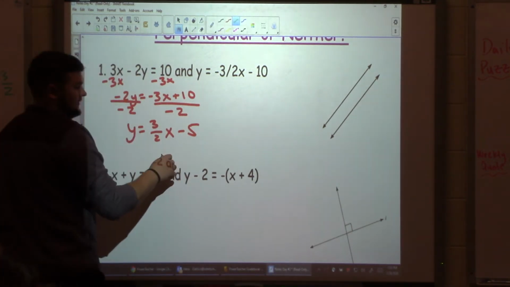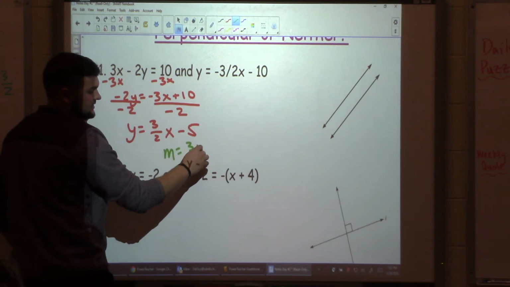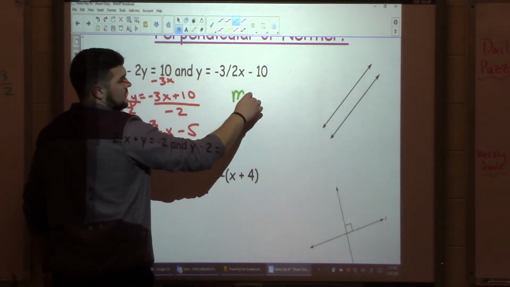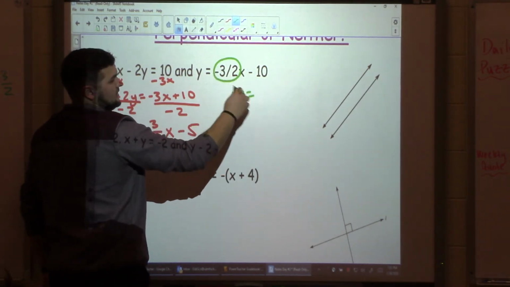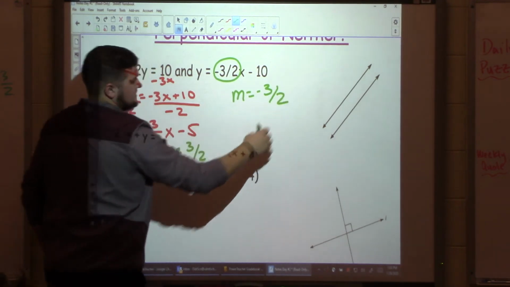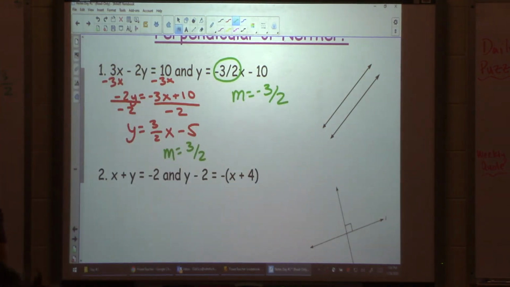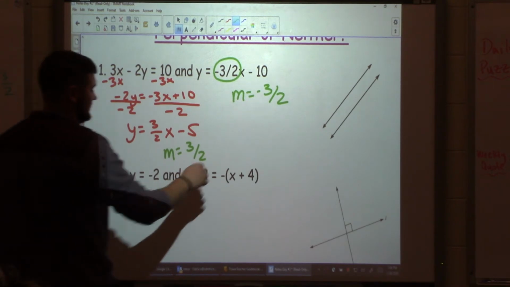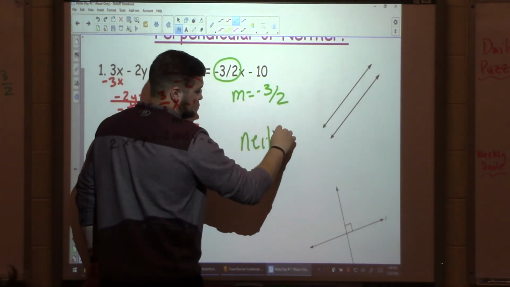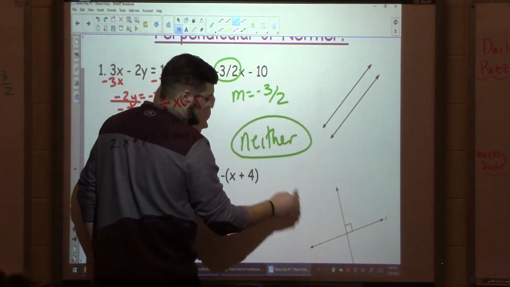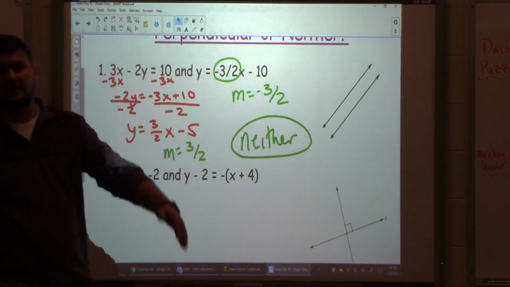Well, the slope of my first equation is 3/2. The slope of my second equation is negative 3/2. Are those the same? No, so not parallel. Are they opposite reciprocals? No, so they're not perpendicular, so they have to be neither. Good.